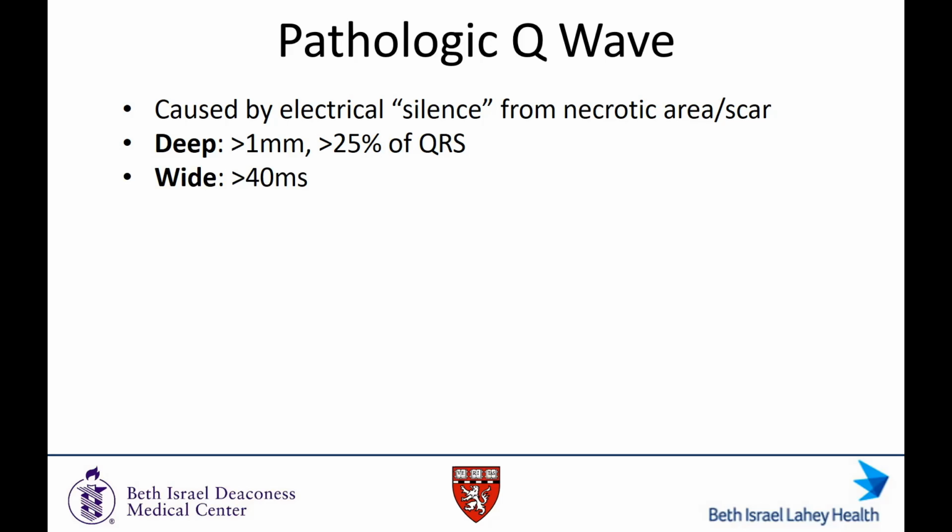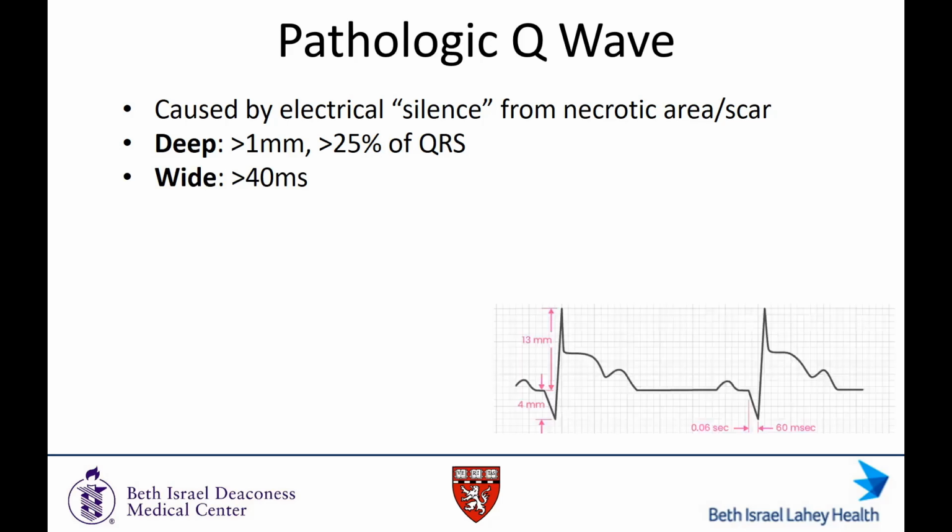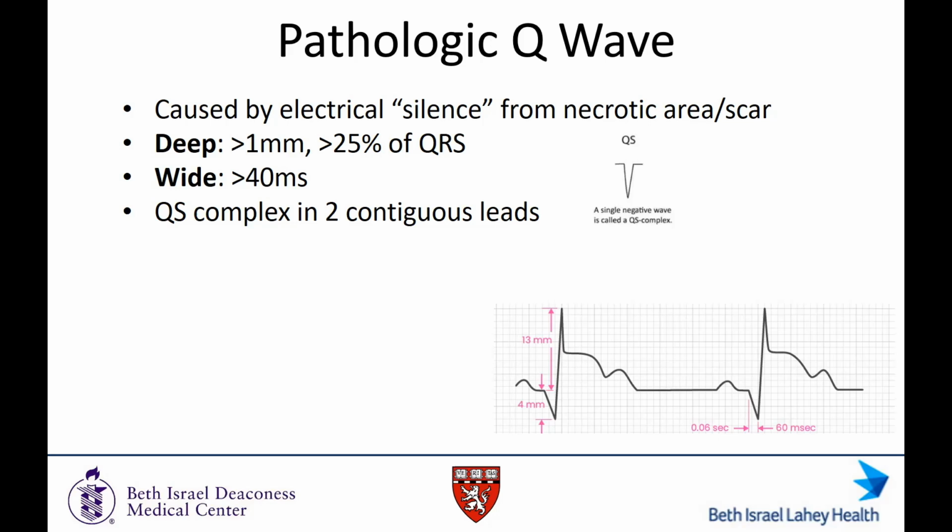Wide Q waves are also atypical and considered pathologic. And here is an example of a deep Q wave being 4 millimeters deep, so well over one small box. This should definitely raise some concern if you see this. And this is unrelated, but we see a big old ST elevation associated here. And then a QS complex, if seen in two contiguous leads. QS complex essentially means there's just one large deflection downward.